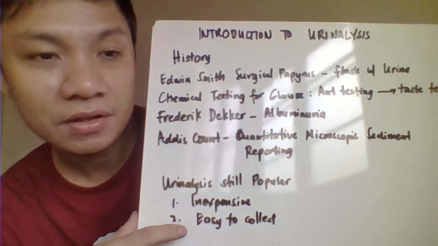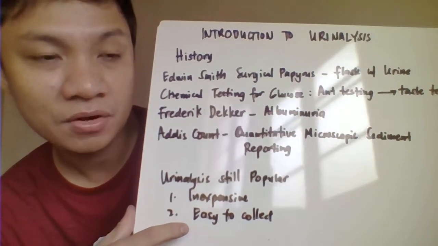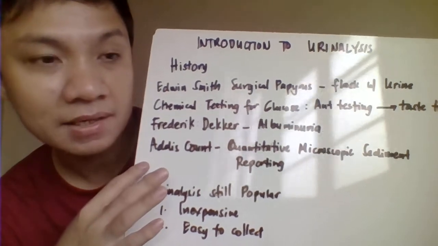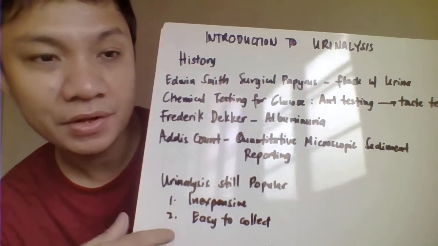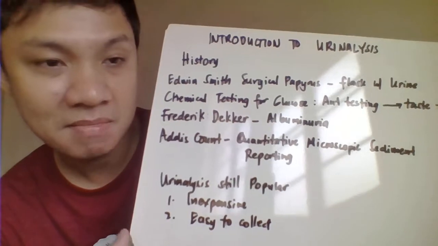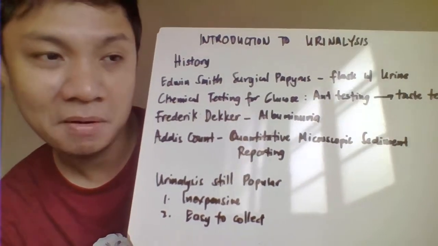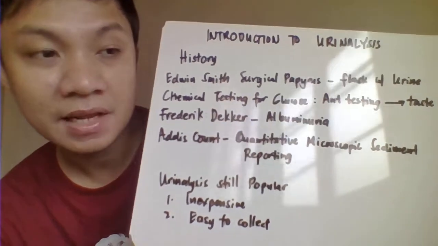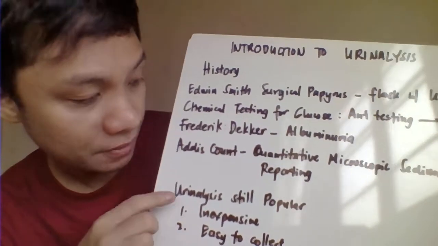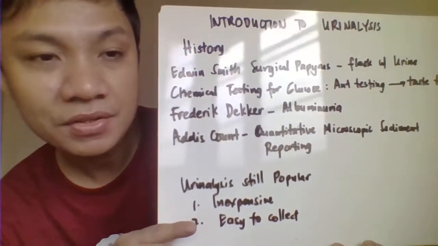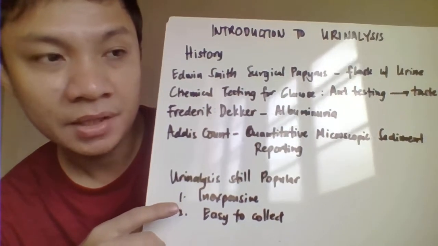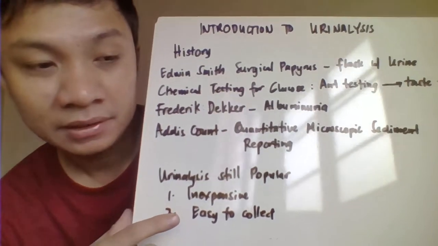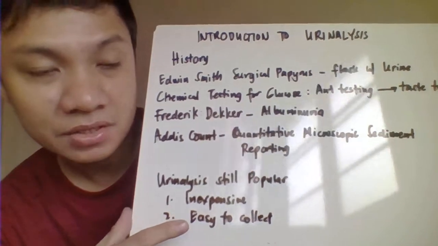And then they also developed the method of quantitating the urinary sediment, which became part of the Addis count. It became the basis for the reporting of urinary sediments, how you report the number of WBCs or RBCs or the different cellular sediments present in the urine sample. As of today, urinalysis is still part of the routine tests being requested by physicians.